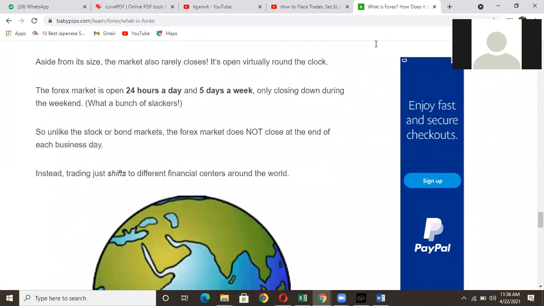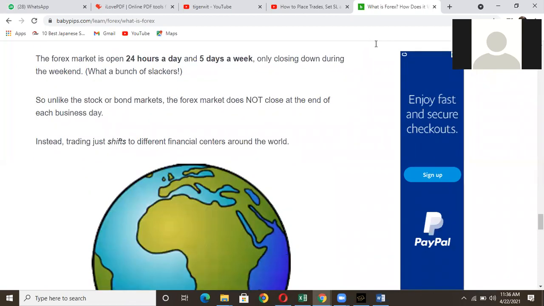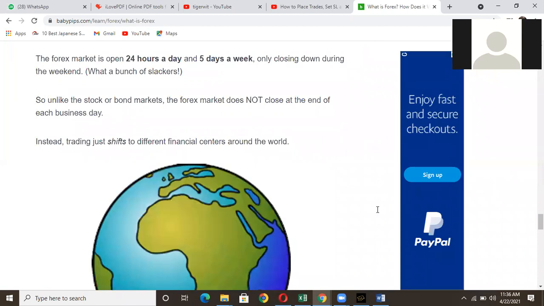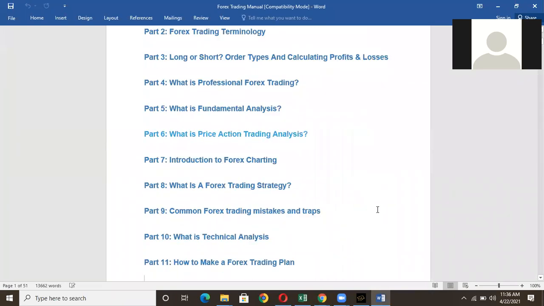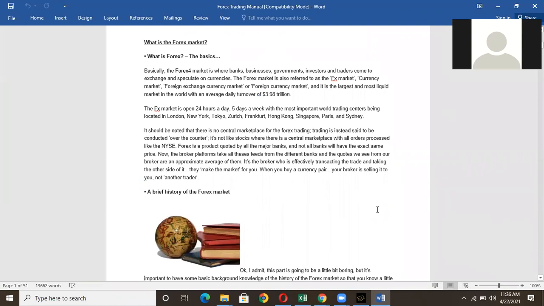It's also open 24 hours a day, which means 5 days a week. And the trading usually shifts from one trading center to another. So let's look at the centers. I think I covered them in the last class we had. So yeah, it's here. We have London, New York, Tokyo, Zurich, Frankfurt, Hong Kong, Singapore, Paris, and Sydney.